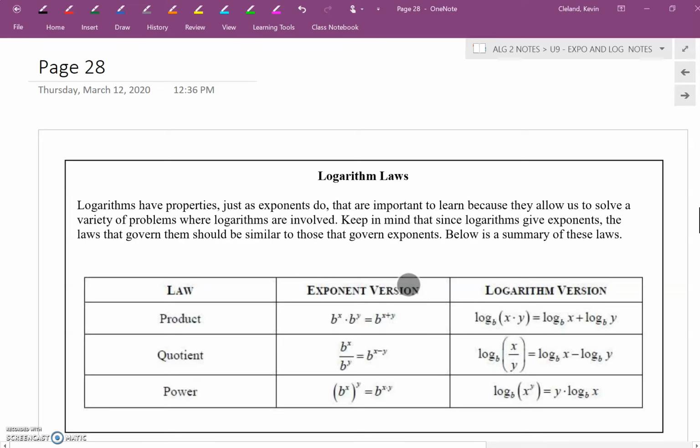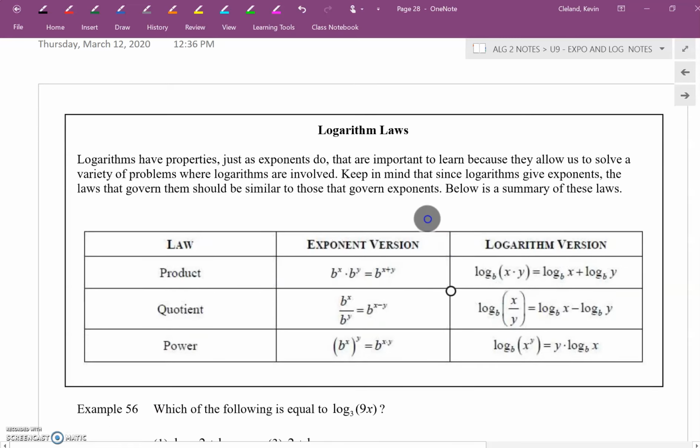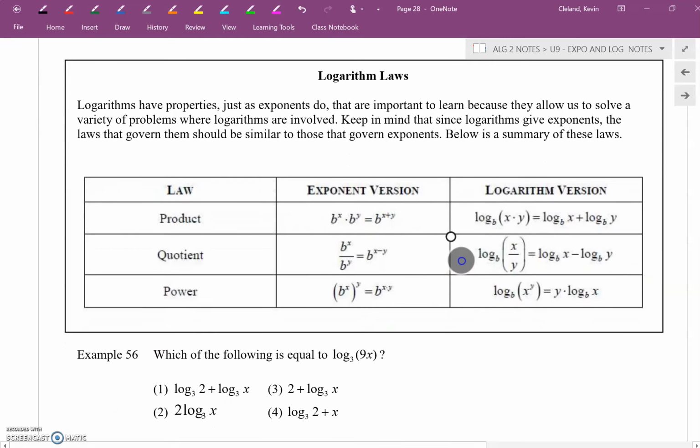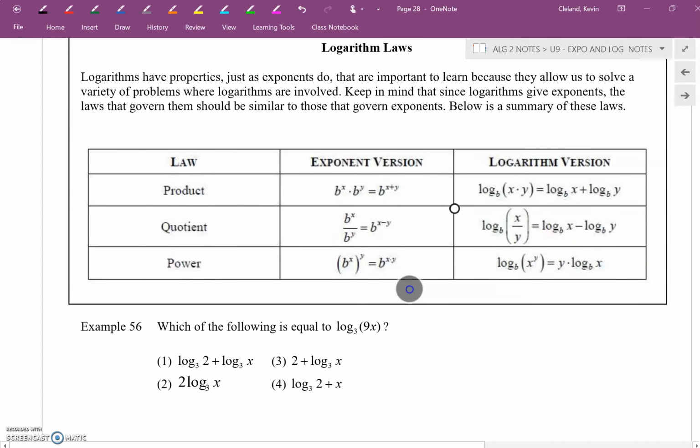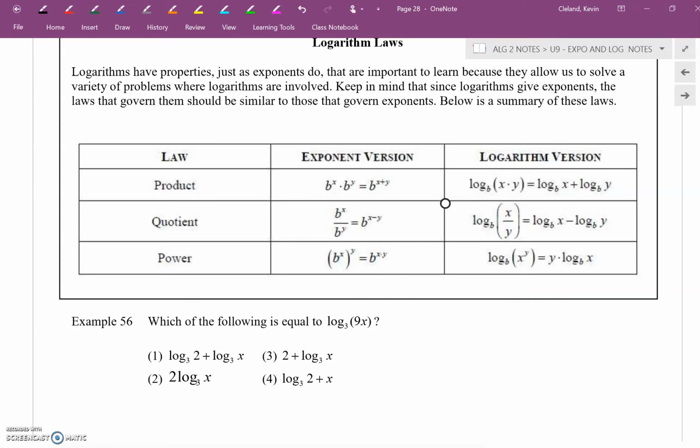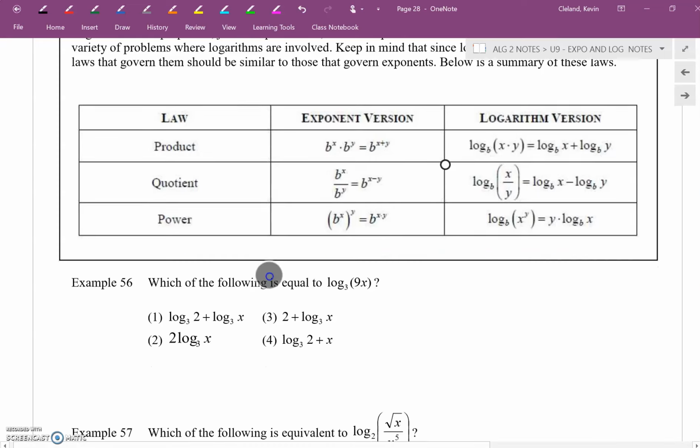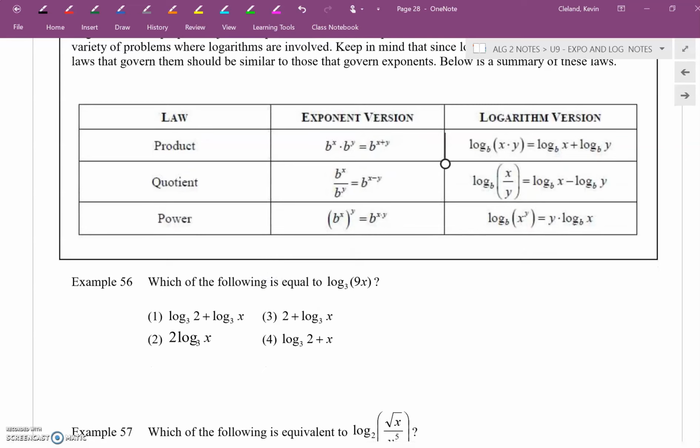Log laws today. Big day, big lesson. So, remember all the exponent properties that we learned? Logs are the inverse of exponents, so they have the same related properties. I'm going to skip a lot of that blurb up at the top and just point this out to you. Basically, when you're dealing with exponent and log properties, it's just following that hierarchy of PEMDAS.